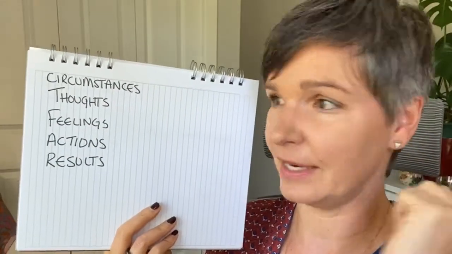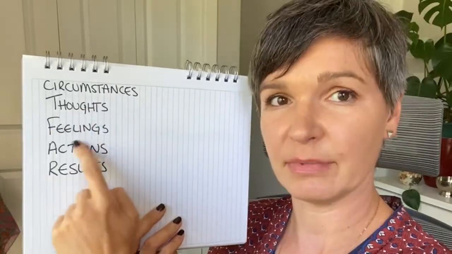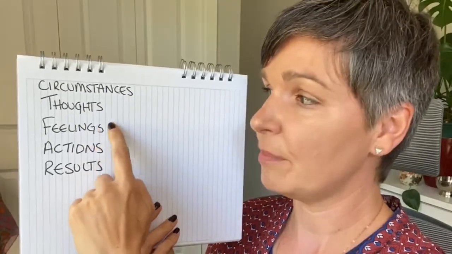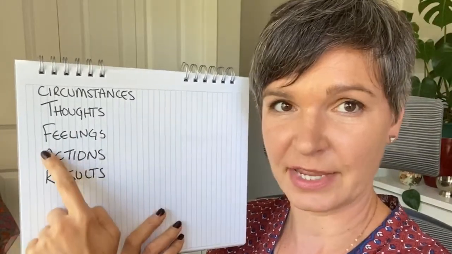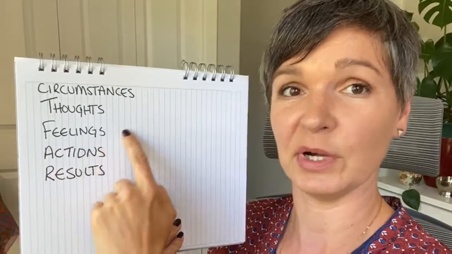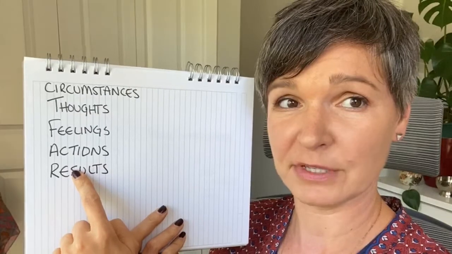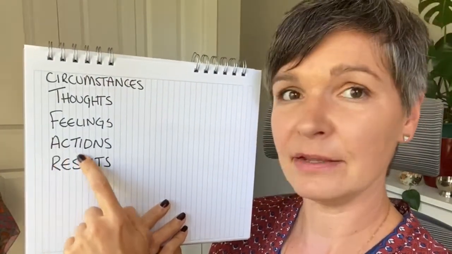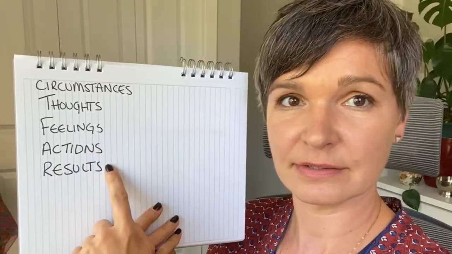Now, here's the next thing that happens. Based on what you think about that situation, you're going to have some feelings about it. Oh, I feel bad or I feel good, depending on your thoughts. Now, depending on how you feel about it, that's the kind of action you're going to take. If you feel good about it, you're going to take one kind of action. If you feel bad about it, you're going to take a different kind of action. Are you with me so far? Is this making sense? Let me know. And then depending on the action you take, you're going to get results, right?